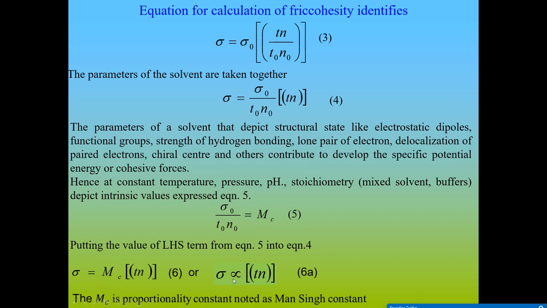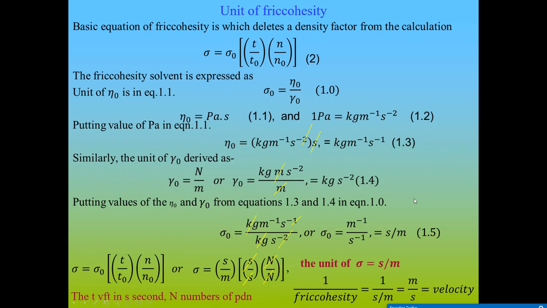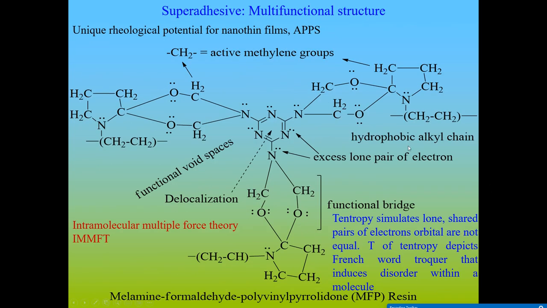If you see this equation and this constant, sigma is directly proportional to T and directly proportional to N, and C is a unit, second per centimeter. If you reverse Friccohesity, the reverse is velocity, meter per second. So it is highly authentic data, and somewhere connected to the dynamic, not static, because velocity itself reflects that the molecules are in motion, in movement or distribution, equal distribution, equipartitioning and others. So this was checked.